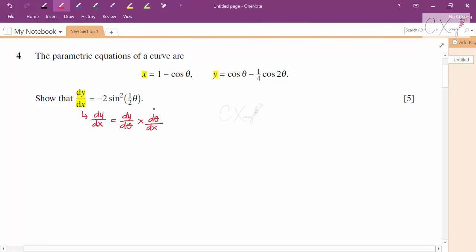So we will start from the first part, where I want to find dx d theta. We have this equation, x equals 1 minus cos theta.